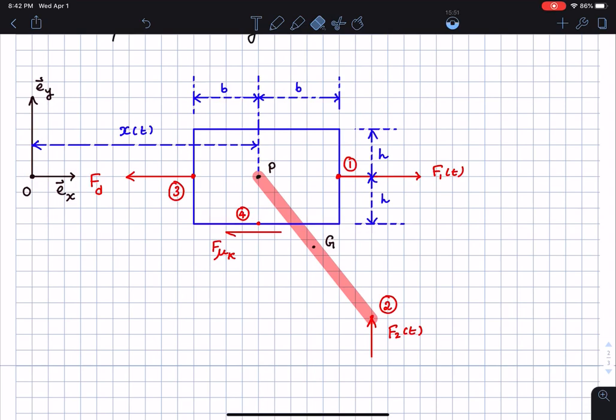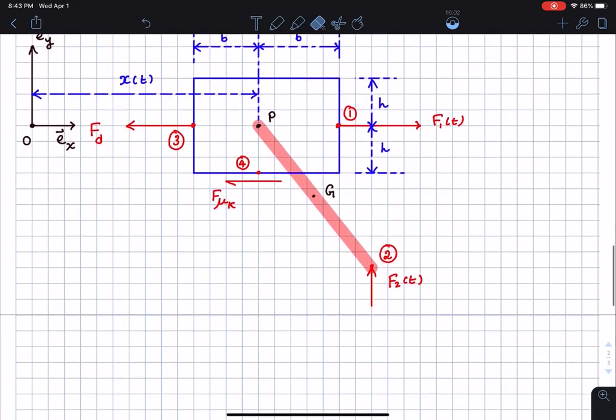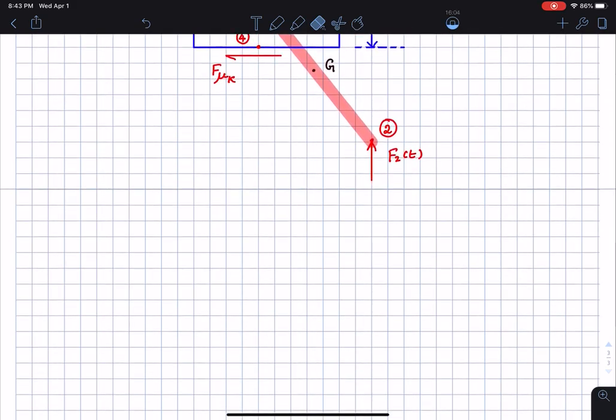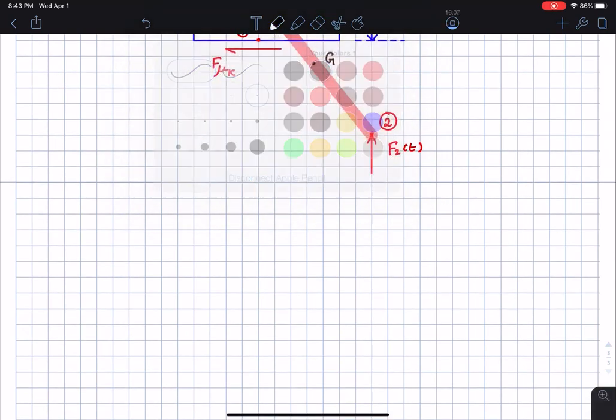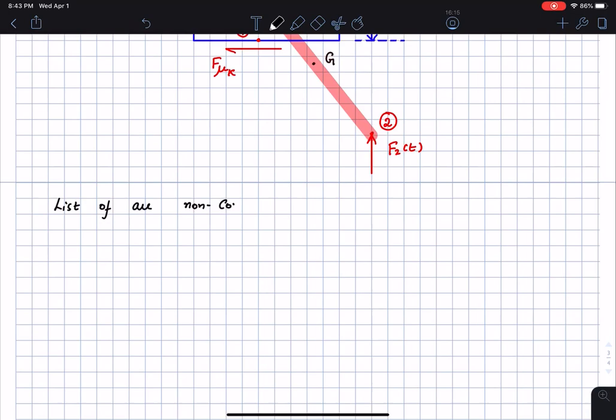All right, so we have everything set up now. What I'm going to do is start listing these forces in terms of how they are written vectorially. So let's make a list of all these forces, and we will keep going back and forth to the figure that we have on the top there. So, list of all the non-conservative forces as vectors.